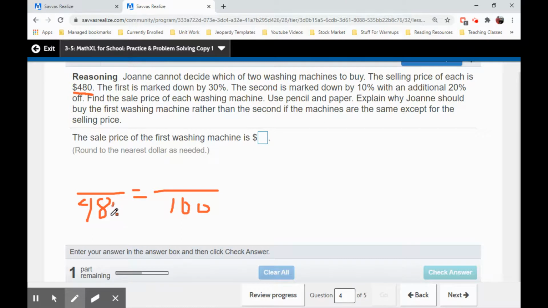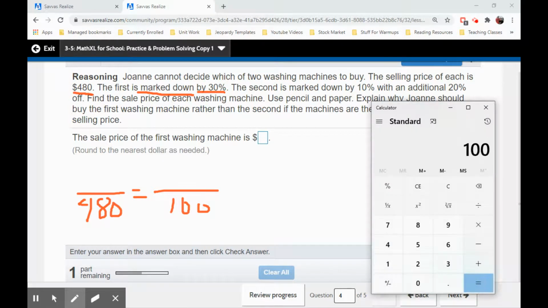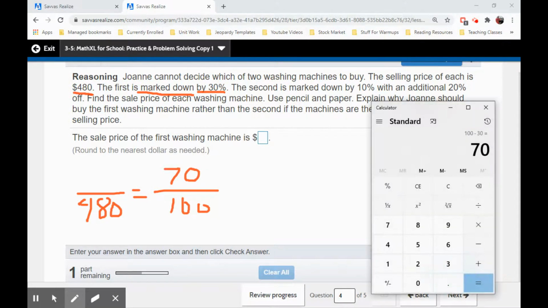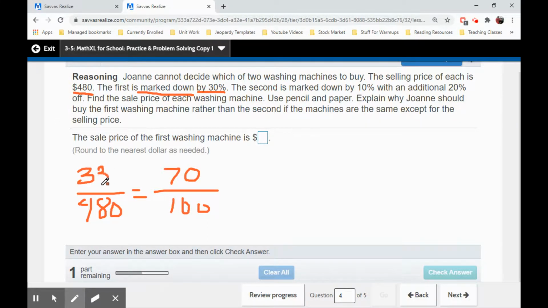So it's $480 and it's marked down by 30%. When we talk about markdown, that's a percent change. They don't want to know how much the markdown was. They want to know what the remaining amount of the item is after it's been marked down. So we need to take 100 and take 30% away. We subtract 30% and we're left with 70%. So we're going to find 70% of this. 70 times 480 divided by 100. So the first washing machine sells for $336.